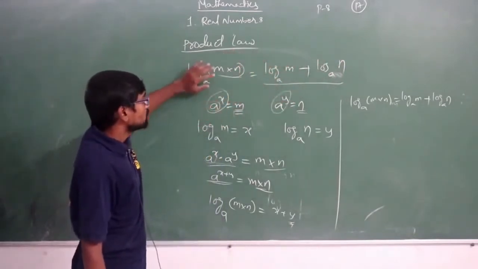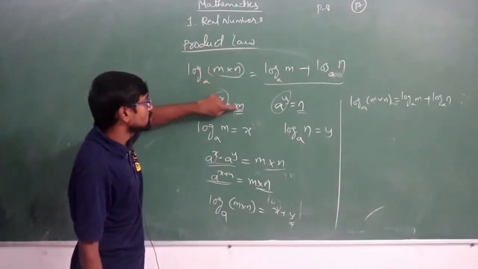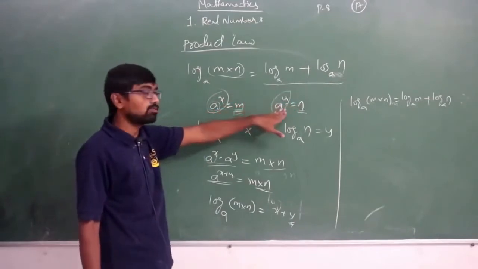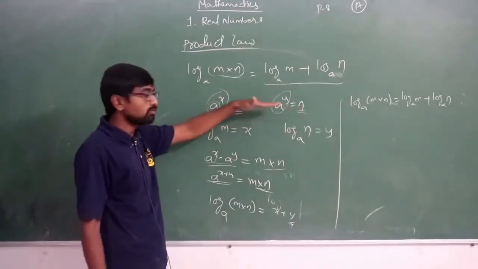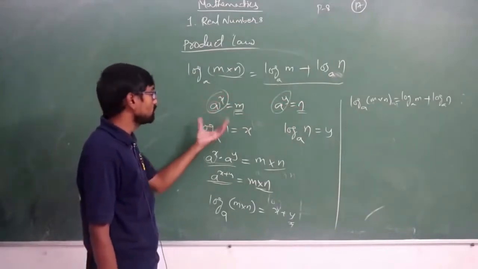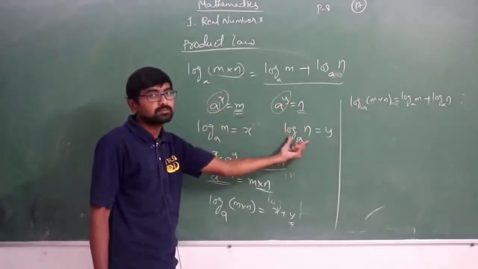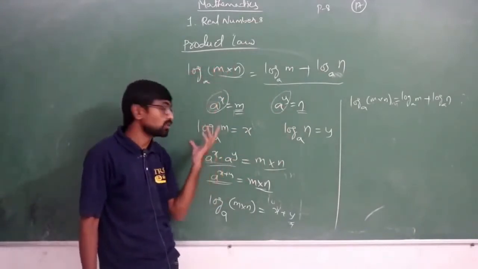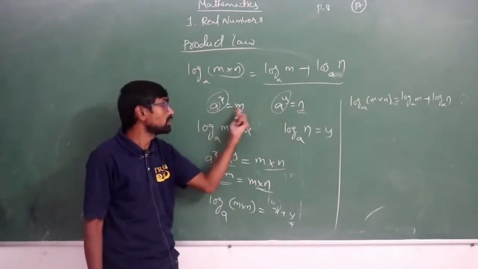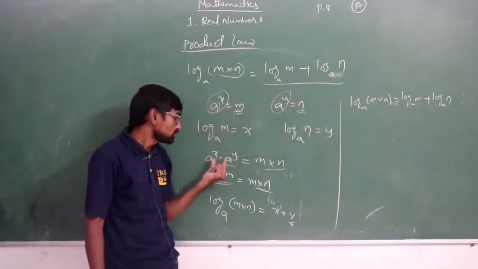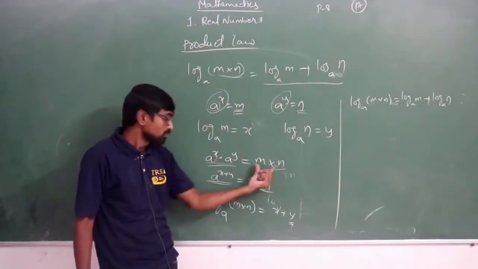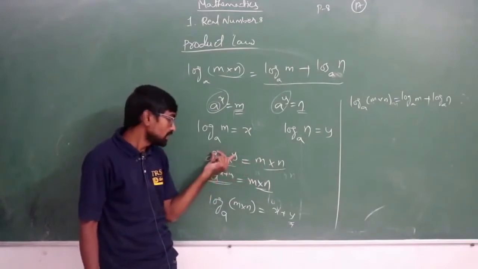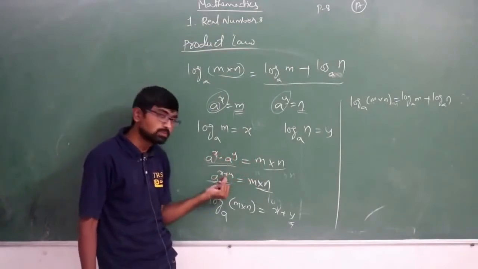Now what do we know? If I take a power x is equal to m, a power y is equal to n, this is an exponential form. When I convert this into logarithmic form, I will be getting logarithmic forms like this. Now coming to the product law of that exponent, we are just multiplying left hand side with left hand side, right hand side with right hand side. So we have a power m into a power n like formula. The bases are the same, so powers will be added, so x plus y.